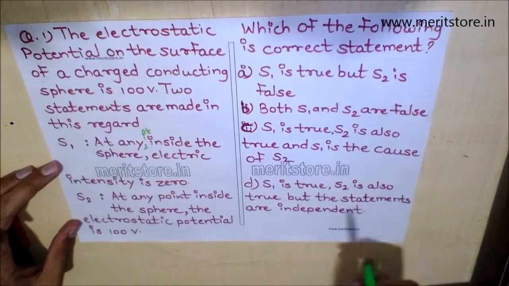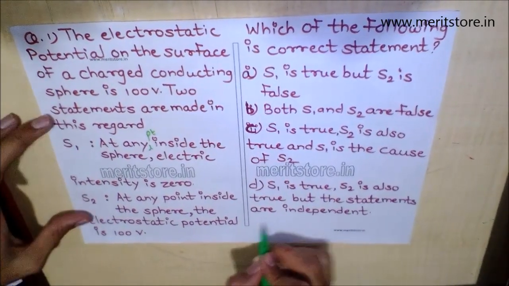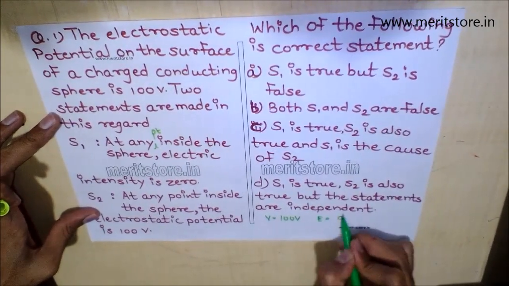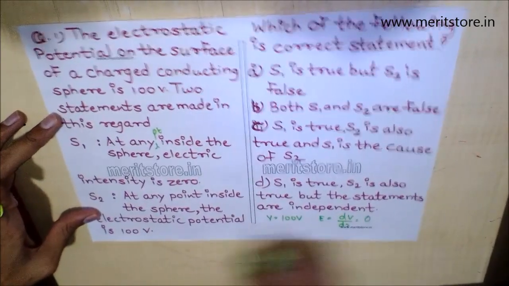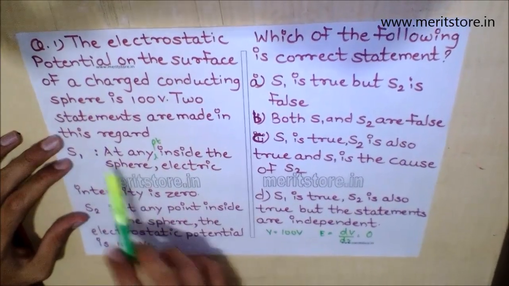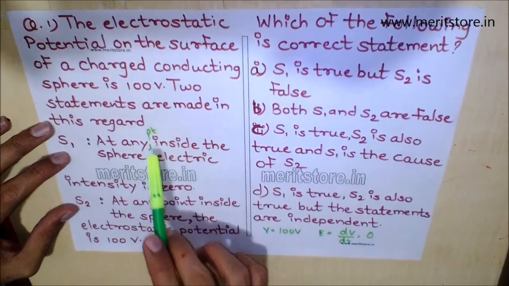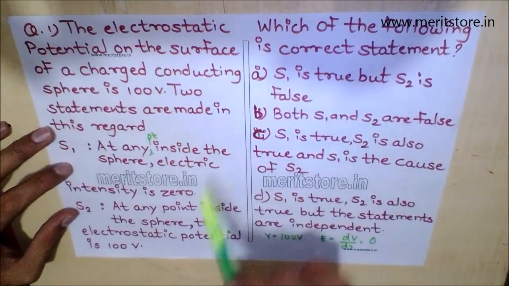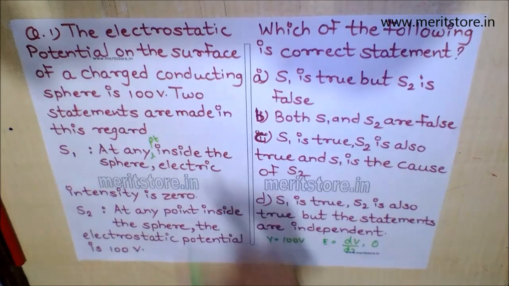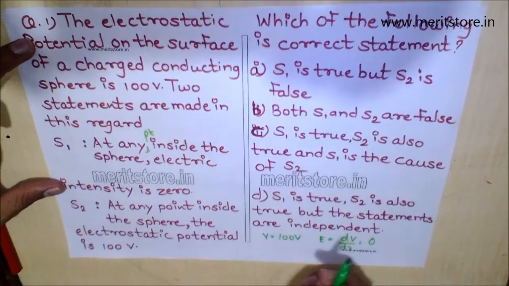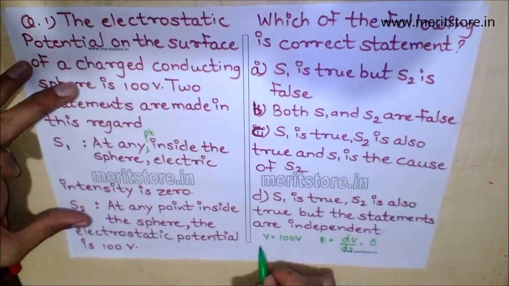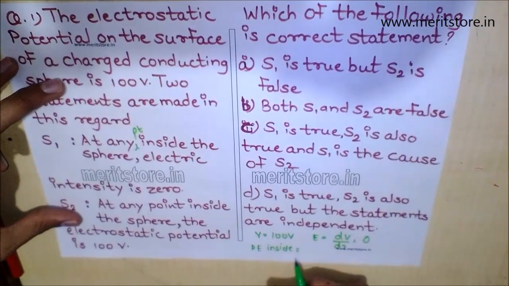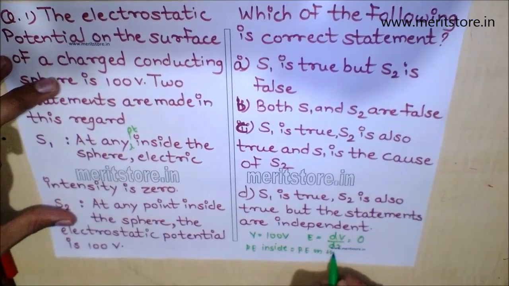Now basically when we have a charged conducting sphere, the voltage across the sphere is 100 volts, and the electric field intensity, which is the change in the voltage with respect to the radius, is equal to 0. So at any point inside the sphere, the electric intensity is 0. This is correct. Also, the potential inside the charged conducting sphere will be equal to the potential on the surface.